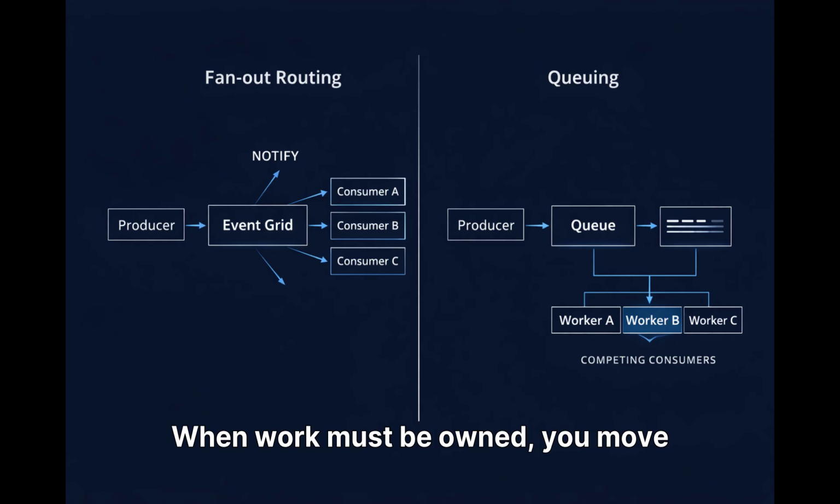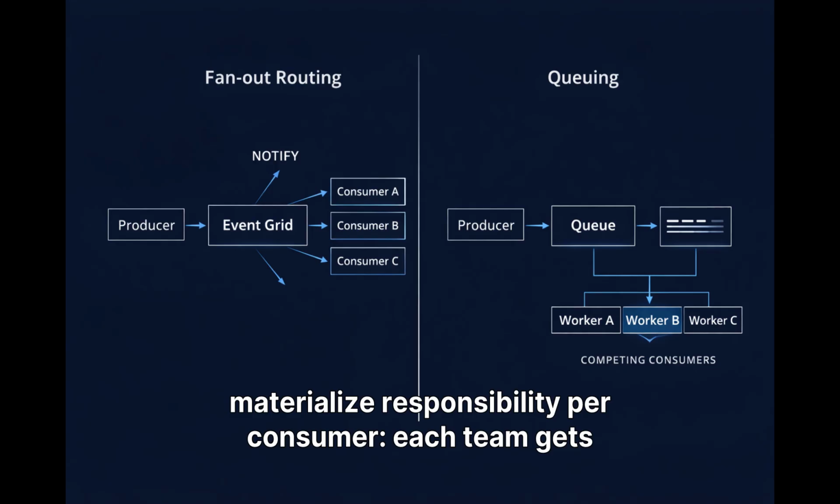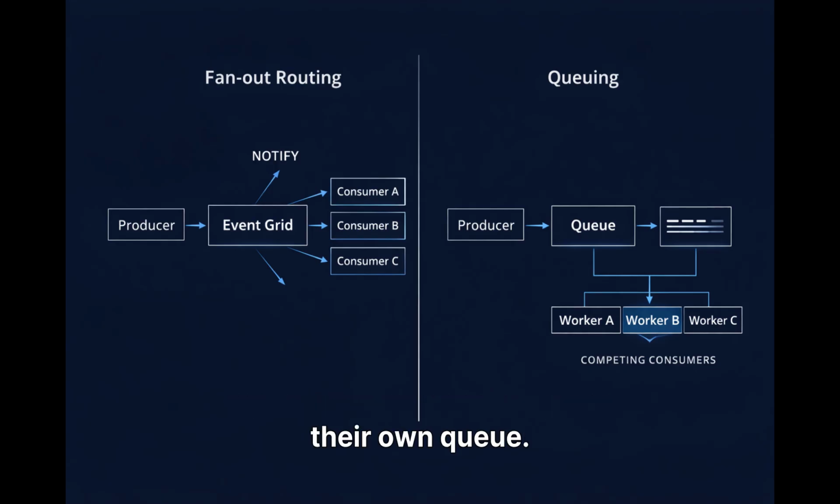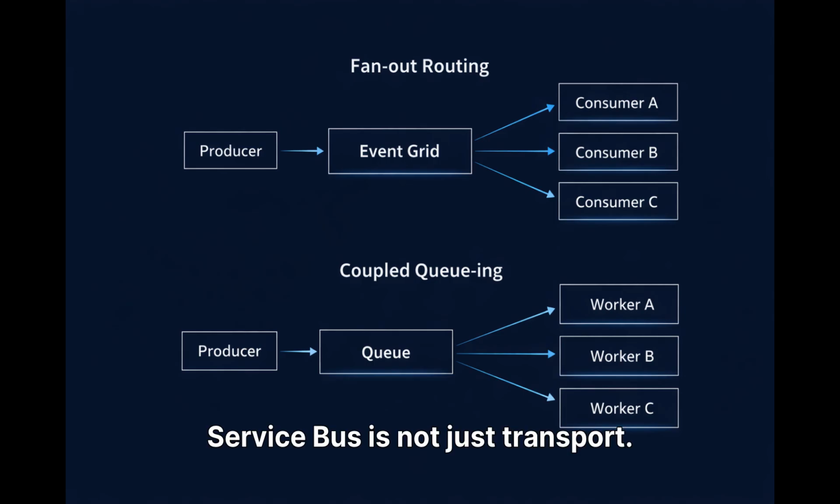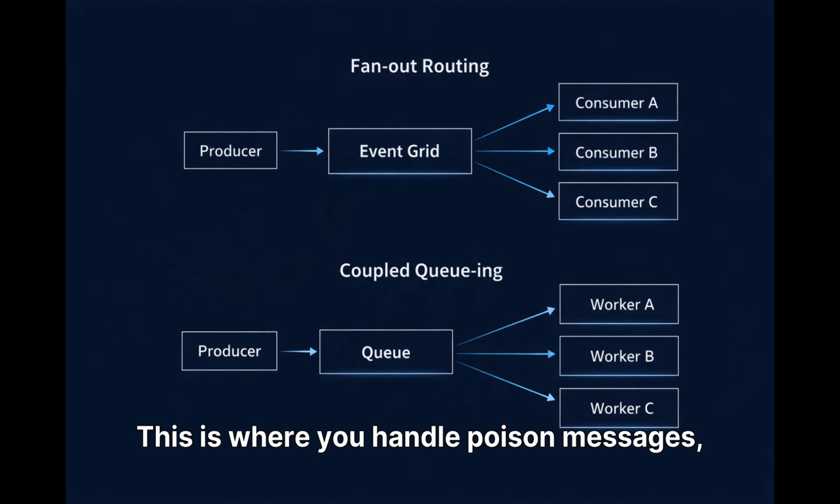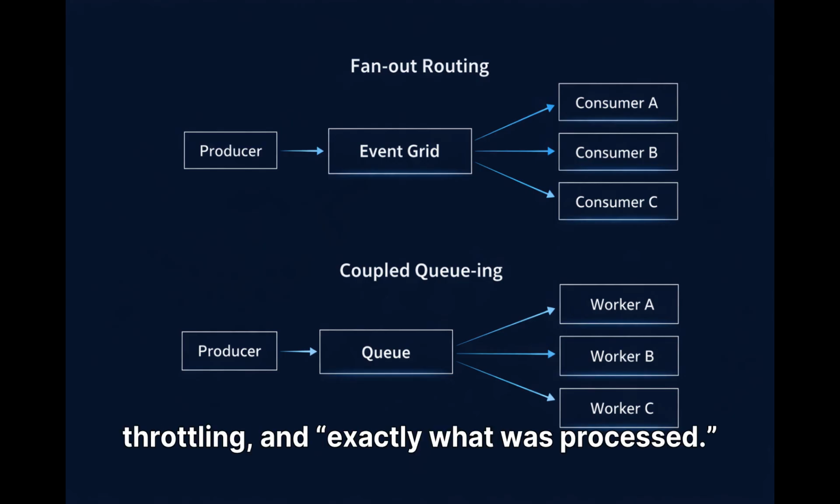When work must be owned, you move from broadcast to queue. You take the same event and you materialize responsibility per consumer. Each team gets their own queue. That boundary is Service Bus. Service Bus is not just transport, it's a contract. Work is assigned, retried, and isolated. This is where you handle poison messages, throttling, and exactly what was processed.